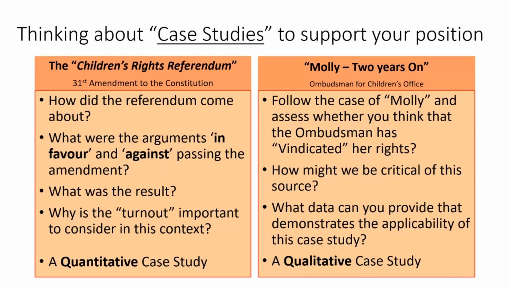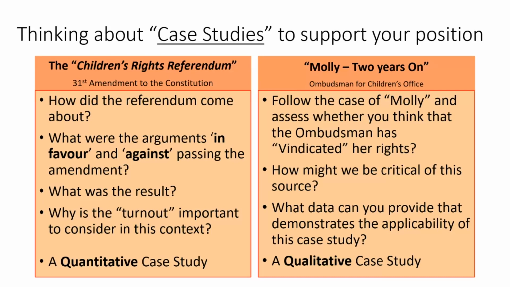The first is the 31st Amendment to the Constitution referendum, which was on specifically articulating children's rights within the Irish Constitution, which basically moved the primacy of the role of the family slightly off to the side and articulated those rights specifically for children. Now, there's a few elements to this that might be relevant to how you put together a paragraph in discussing it.